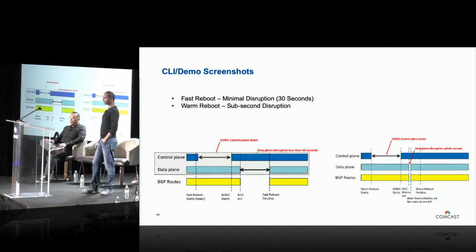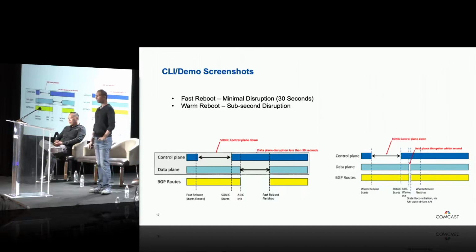So we did some demos, and I have the screenshots here to share. On the left, it shows fast reboot loading time, and on the right is a warm reboot. We are going to look at the fast reboot today. So the control plane state, the forwarding DB and the ARP table, is saved before the control plane goes down. And the data plane is not cleared until the control plane has come back and it's ready to reinitialize the data plane.